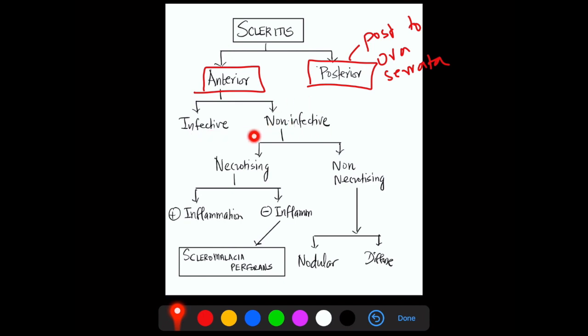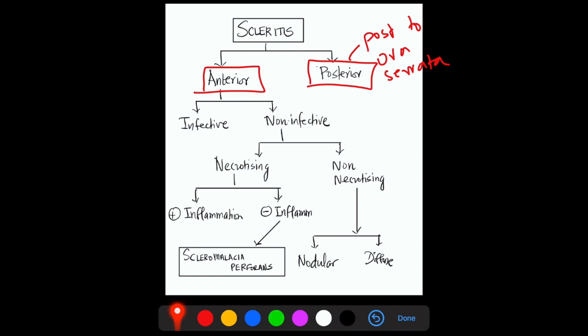Coming back to non-infective, we can again split into necrotizing and non-necrotizing. Now why is it important again? Necrotizing indicates severity. Necrotizing indicates there is an underlying active systemic autoimmune disease, could be a vasculitis or a connective tissue disorder. So it's a very alarming thing to know that if it's necrotizing, there is a very important active disease. You have to go and search for things.